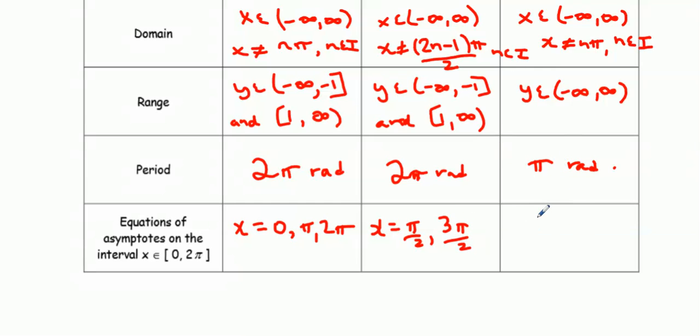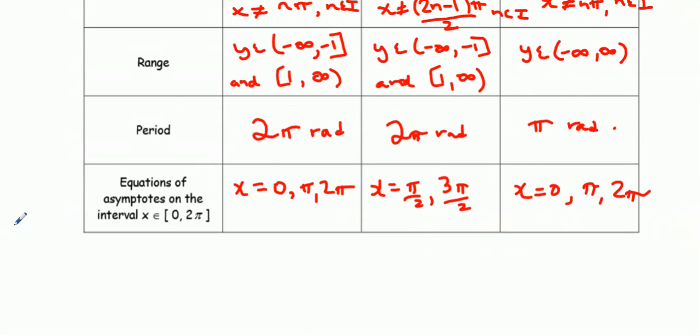And the last one, the asymptotes were at multiples of pi, so we would have x equals 0 and x equals pi and x equals 2 pi. I believe we have a word problem to do now.